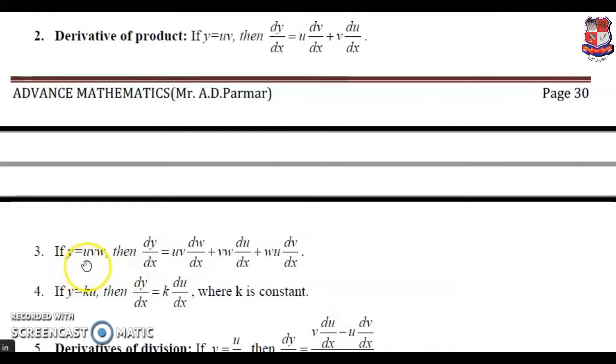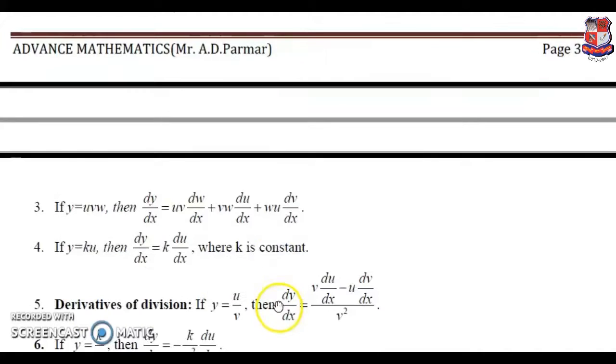Number 3, if y equals u v w, three functions, then dy by dx equals u v times dw by dx, plus v w times du by dx, plus w u times dv by dx. Number 4, if y equals k u, where k is a constant, then dy by dx equals k du by dx.